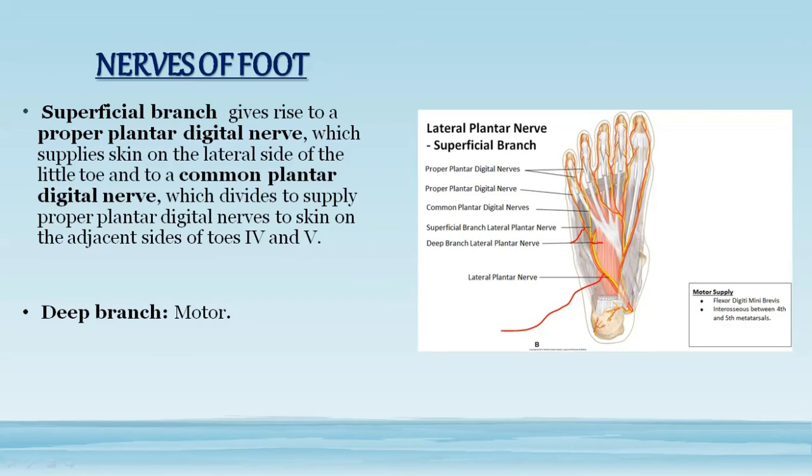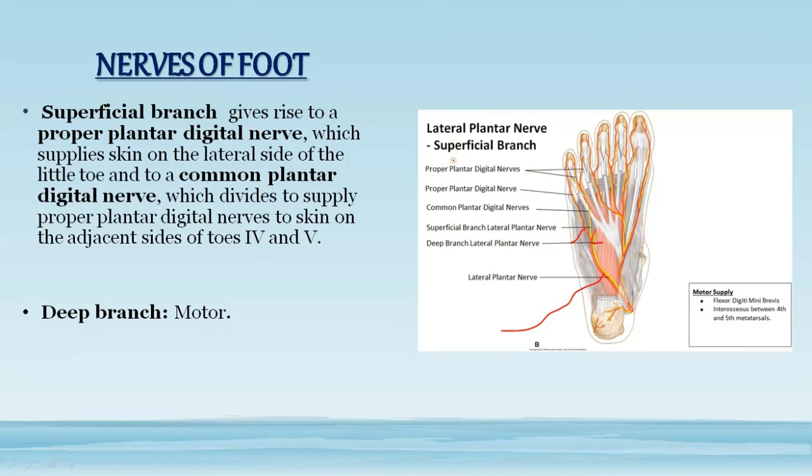The deep branch is mainly motor, whereas the superficial branch supplies the remaining digits. Which remaining digits? The lateral side of the fourth toe and the whole of the fifth toe. Now this lateral plantar nerve again supplies these remaining toes by giving two branches.